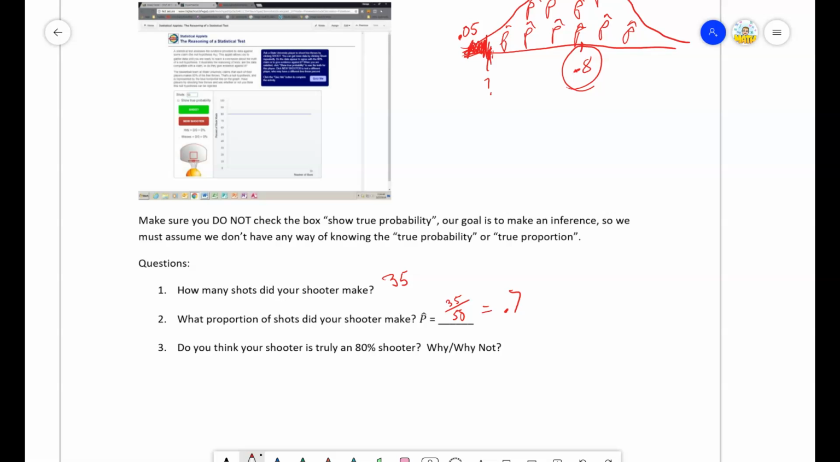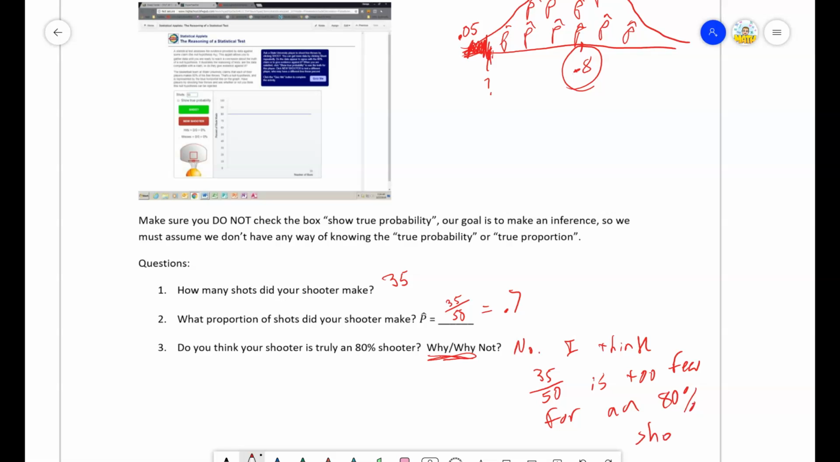So he made 70%. Do I think he's an 80% shooter? Why or why not? This is your opinion. I'm going to say no, and I'm going to say I think, and this is just my opinion, that 35 out of 50 is too few for an 80% shooter.